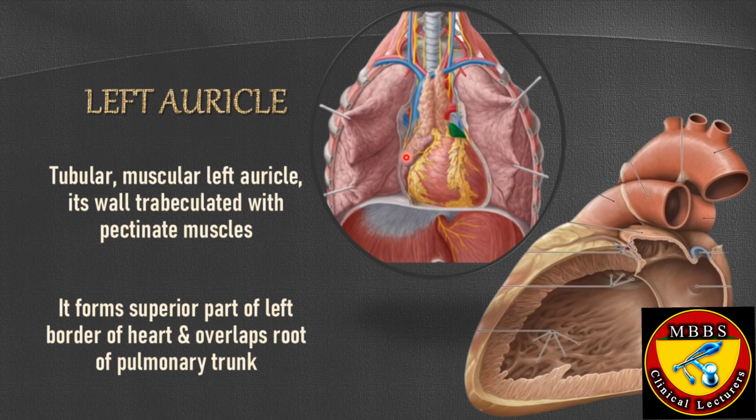This is the right border of the heart. This is the left border of the heart. This is the diaphragmatic border of the heart, and this is the left pulmonary surface. This is the right pulmonary surface, left pulmonary surface, anterior surface, and this is the diaphragmatic surface. So the left border of the heart is superiorly formed by the left auricle. It forms the superior part of the left border of the heart and overlaps the root of the pulmonary trunk. This is the root of the pulmonary trunk and this is the left auricle.